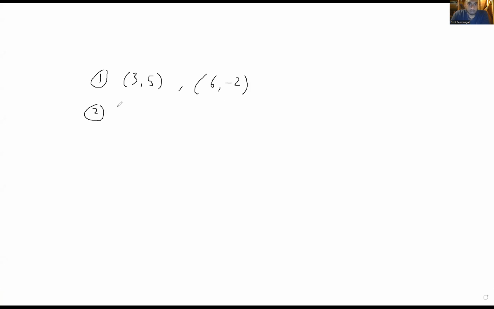Find the slope on this one. -7, 4, and 0, 5. So 0, 3, and 3, 9, and 3, 8. All right, find the slope on those ones.